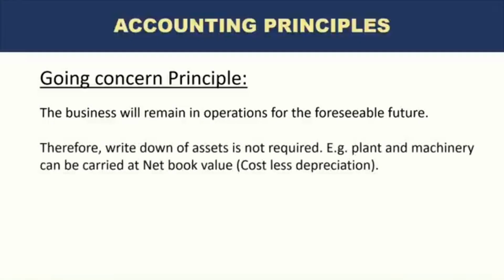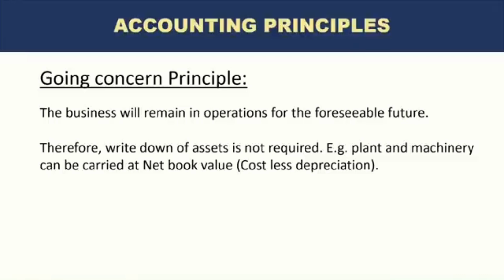Therefore, as a result, we do not need to write down assets, because think about it this way. If the business is continuing, all the assets that the business has that have been recorded at original cost or historical cost are still valid. It's still considered correct to keep the assets at their net book value, the original cost less depreciation.